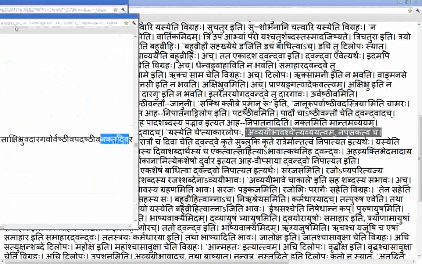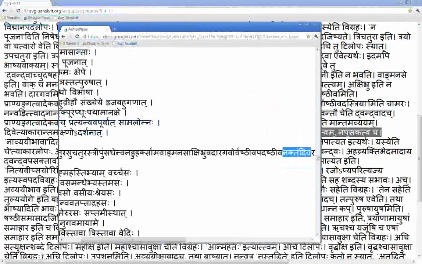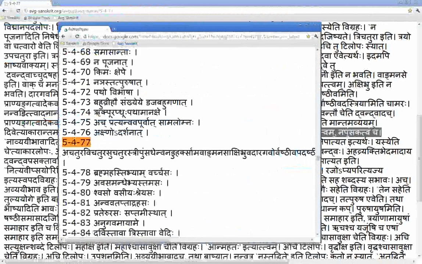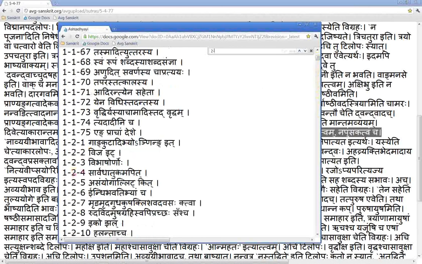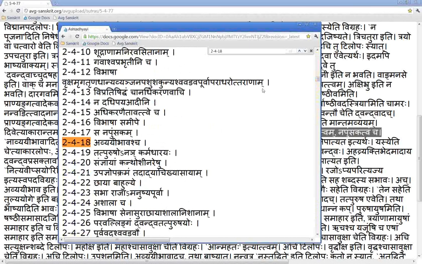So what he's talking about is that avyayabhavascha comes in Ashtadhyayi in two places. Of course, I think we know those two places. One of them, we already learned, which is 1141. This gives the avyayasanjna. And the other one comes in 2418, which gives the napumsakatvam. One which is the avyayasanjna by 1141, and the napumsakalingam by 2418.